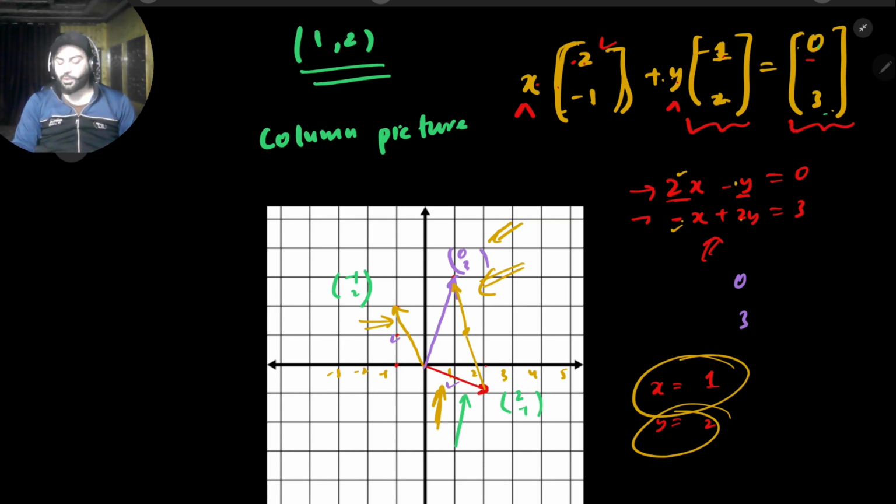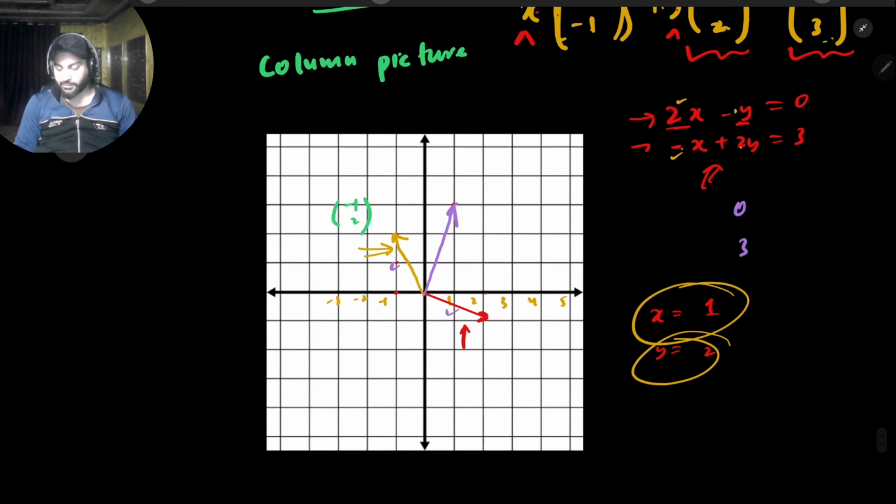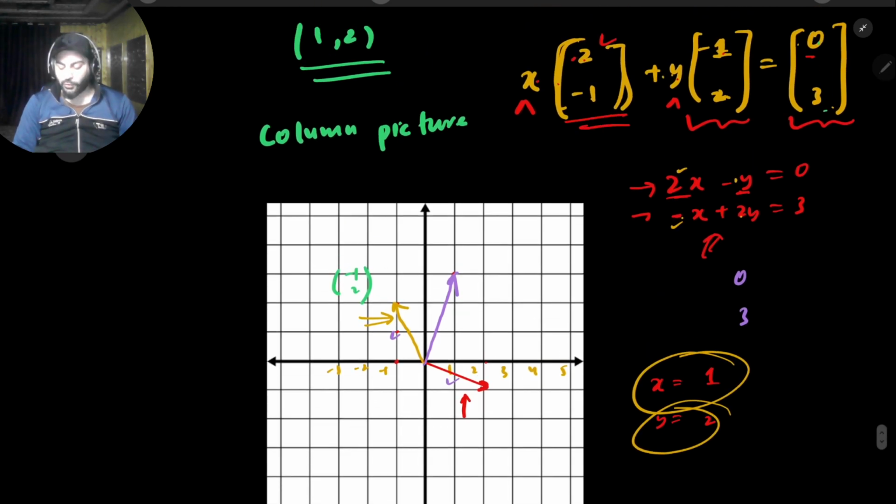So what I did is, I plotted this vector 2 comma minus 1. That red vector is the vector that I plotted here. Then I had the vector 1 comma minus 2. I also plotted 0 comma 3. This is the vector that I want to reach. Now what I'm saying is, I want to use a combination of these two vectors, the yellow vector and the red vector, so as to reach this vector.